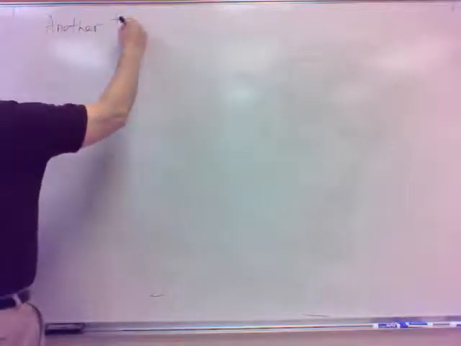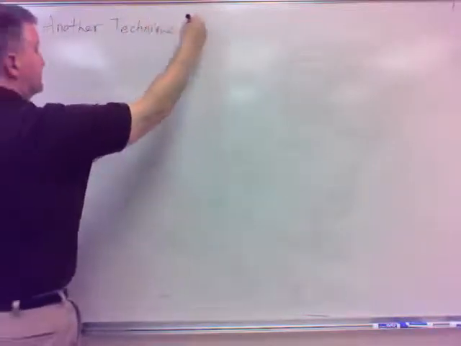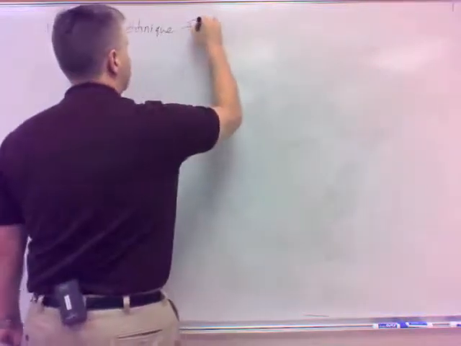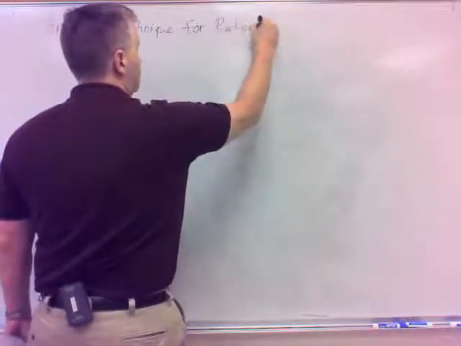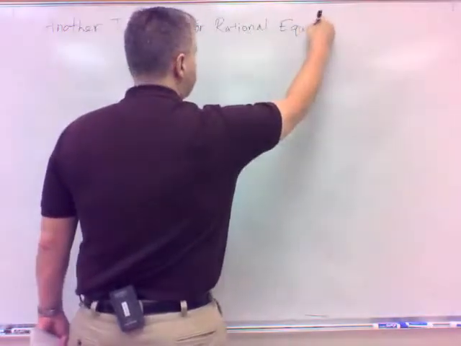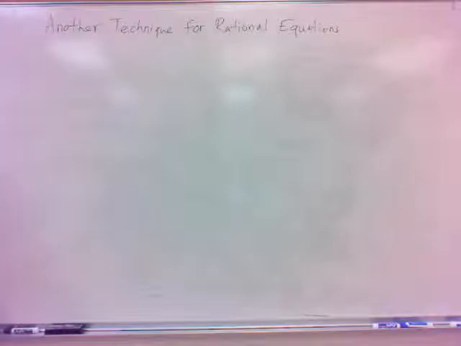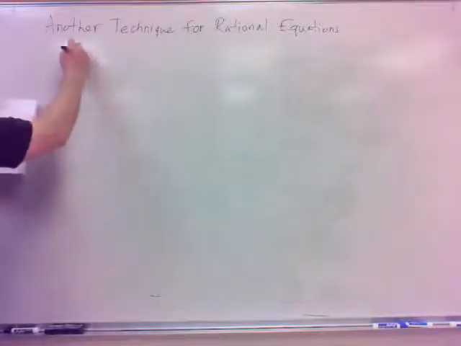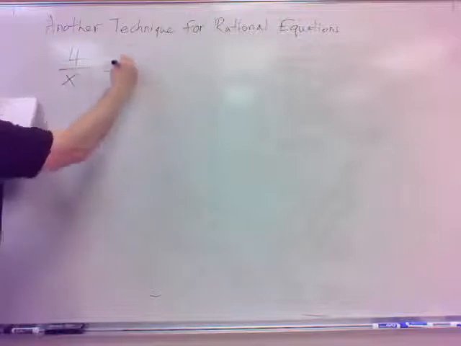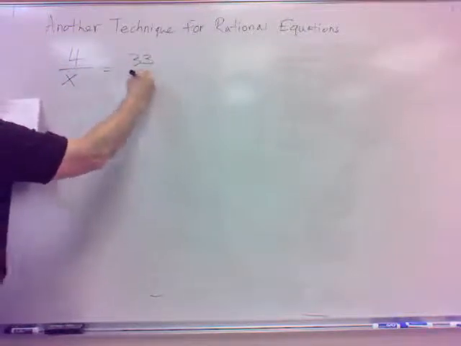Now, I need to mention another technique for solving these rational expression equations. Let me show you first of all where we'd use this other technique. For those previous ones, we'll use the LCD technique like we did, but for ones like this, look at this one: 4 over x equals 33 over 70.